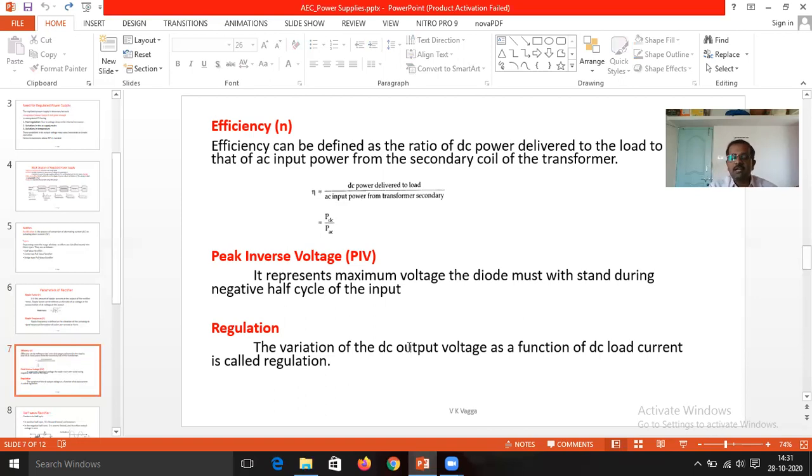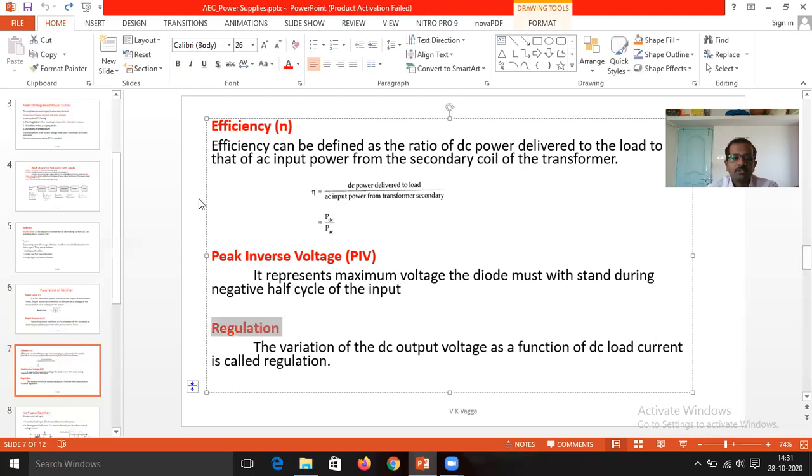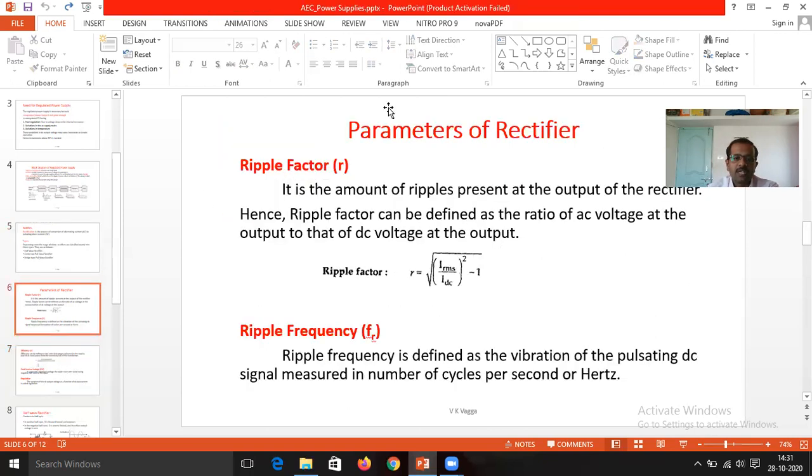It is without the load, and after applying the load, the output voltage is also to be considered. If you take the difference of that, it is going to measure the regulation here. Okay, so if you take the parameters of the rectifier, the first is the ripple factor.